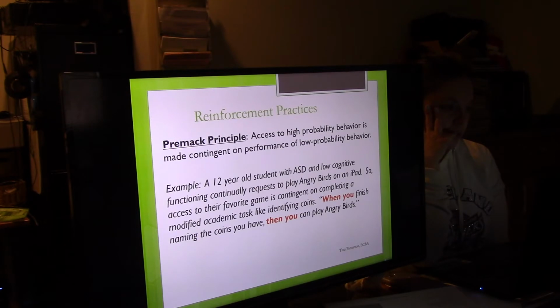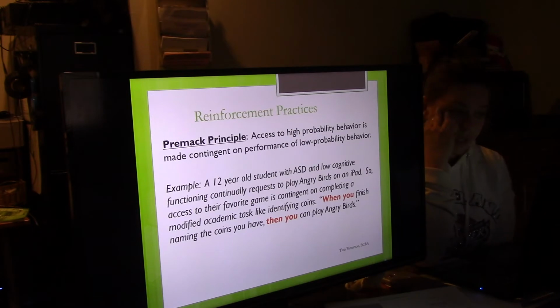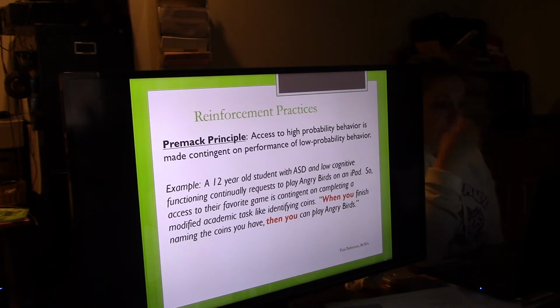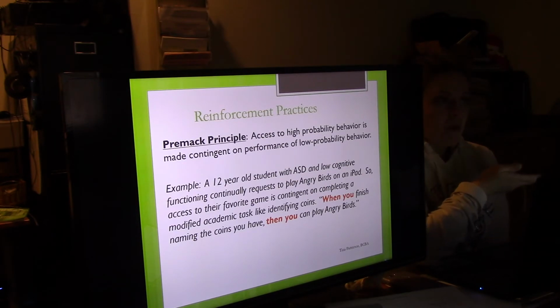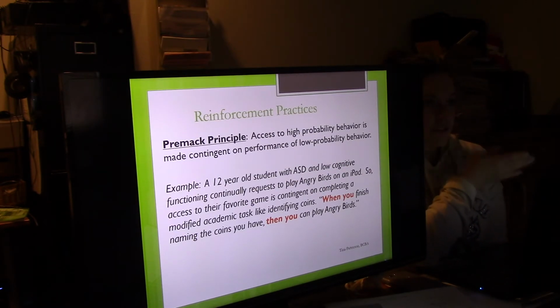So a 12-year-old student with ASD and low cognitive functioning continually requests to play Angry Birds on an iPad. So access to their favorite game is contingent on completing a modified academic task, like identifying coins. When you finish naming the coins, then you can play Angry Birds. First name coins, then Angry Birds. So first then.